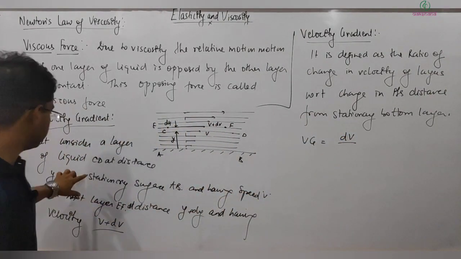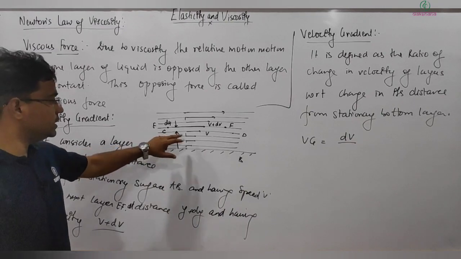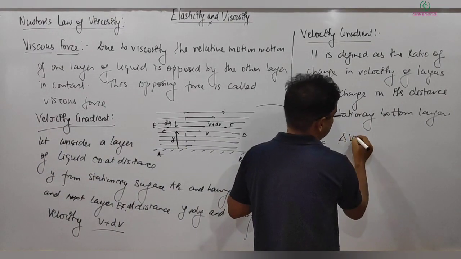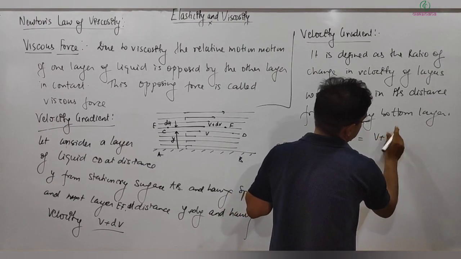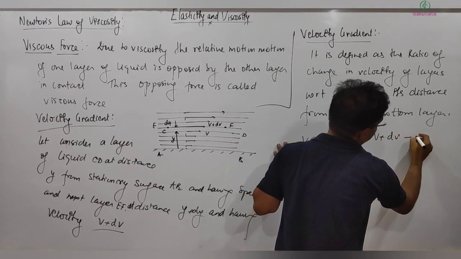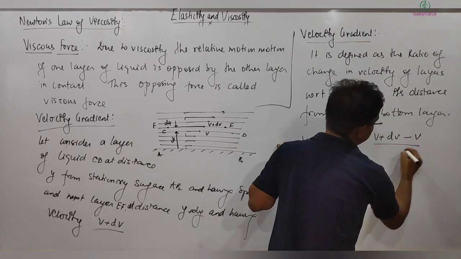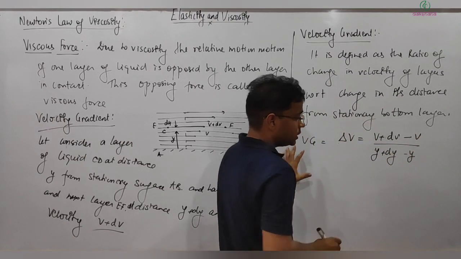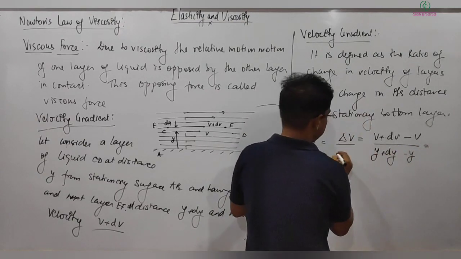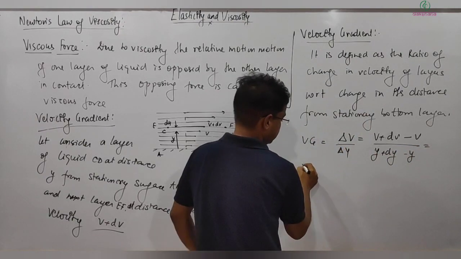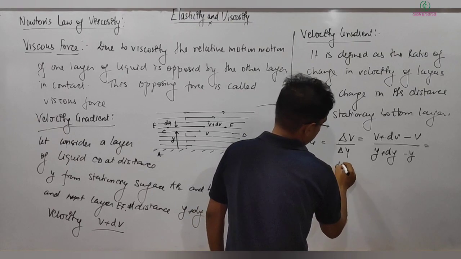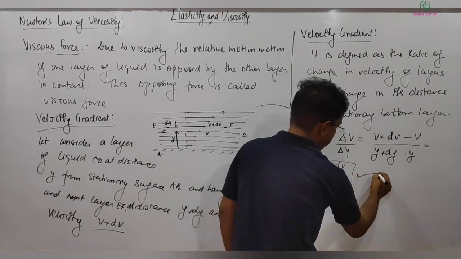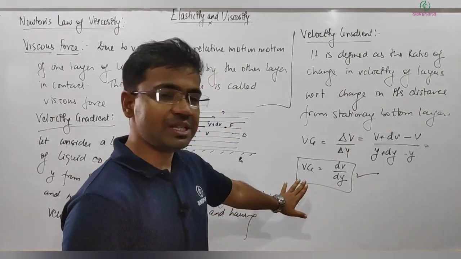You can check it from here for CD to EF. The change in velocity, delta v, is v plus dv minus v, divided by y plus dy minus y, which is delta y. So the velocity gradient comes out to be dv by dy. This quantity is called the velocity gradient. I hope this term is clear.